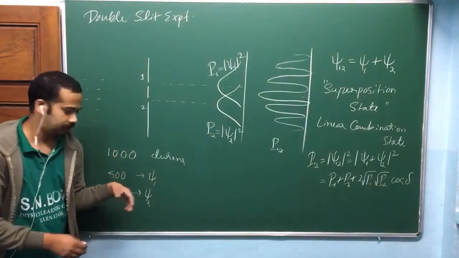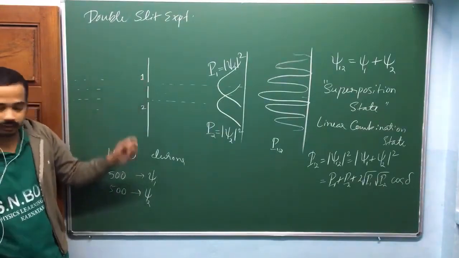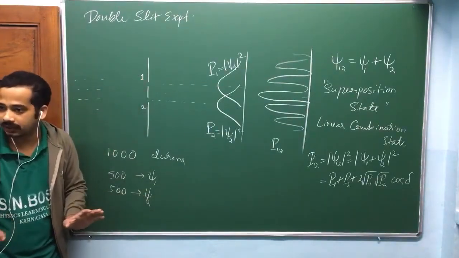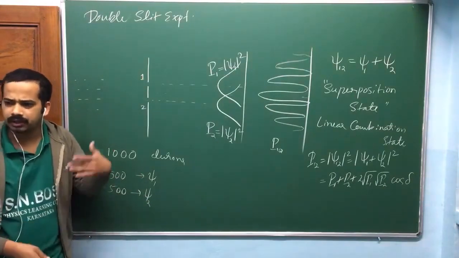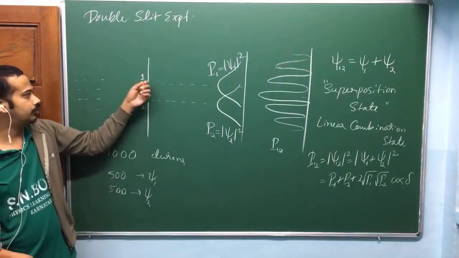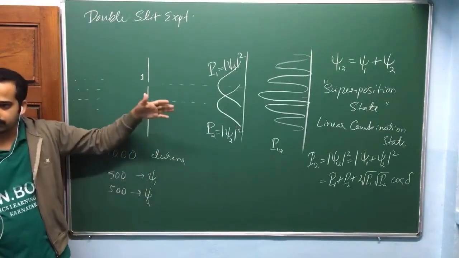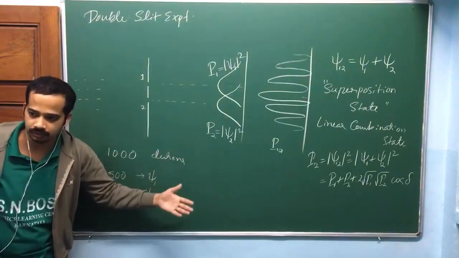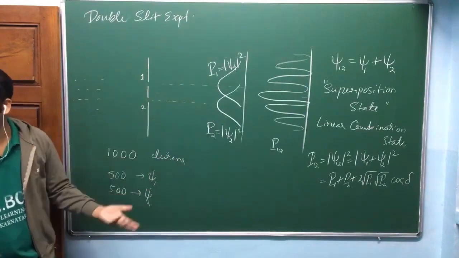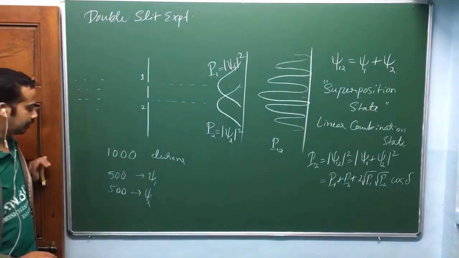Not that the first 500 pass through slit 1 and the second 500 pass through slit 2. I am not saying like that. Maybe alternatively, the first 2 pass through slit 1, the next one passes through slit 2, the third one through slit 2, the fourth one through slit 2, the fifth one through slit 1, like that. Anything can happen here. Okay.